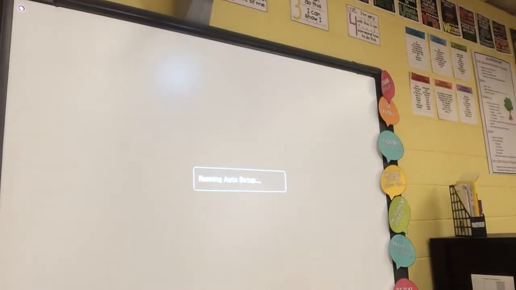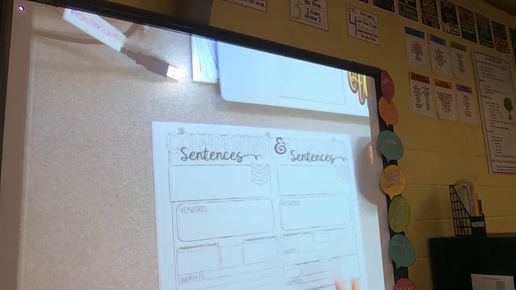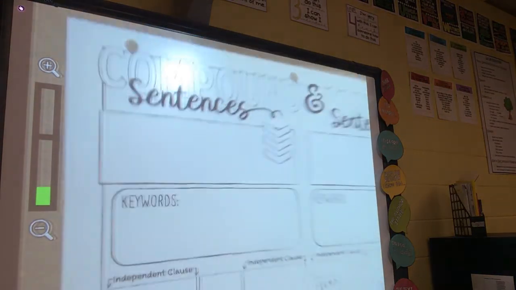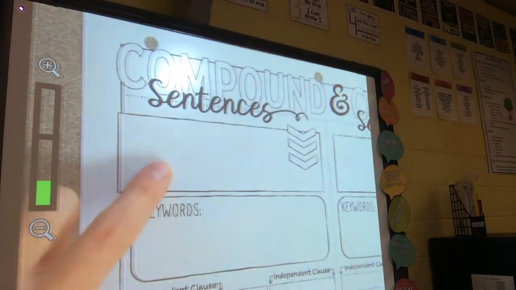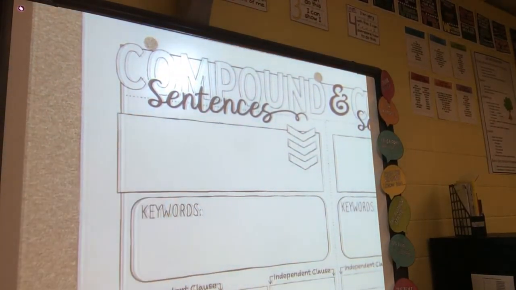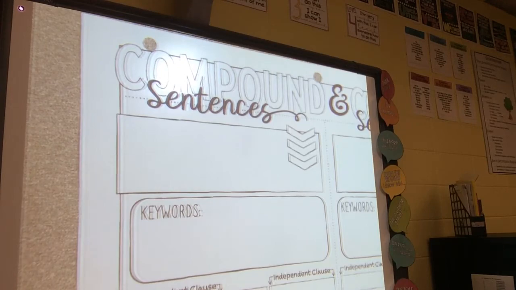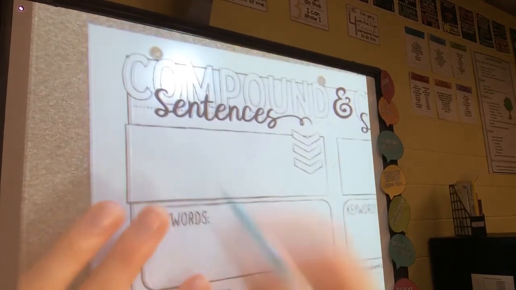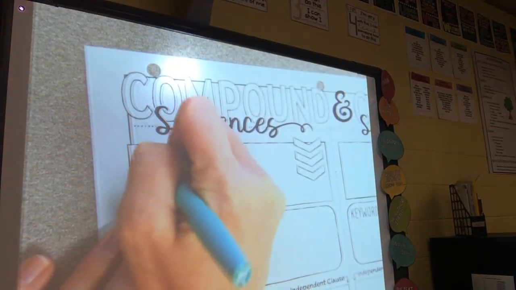So, what I'm going to write is the definition of what a compound sentence is in this first box. Let me zoom closely in so that you can see. So in this box, I'm going to write the definition of a compound sentence. Okay? A compound sentence is two.